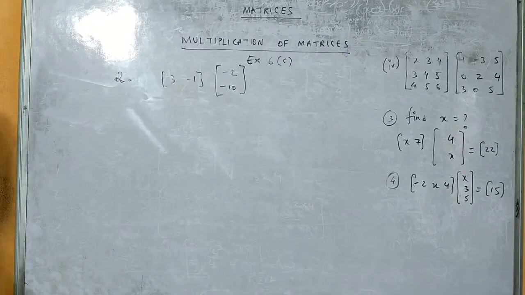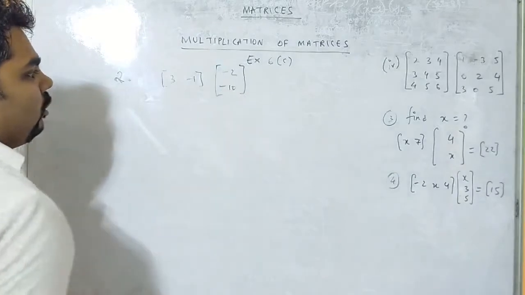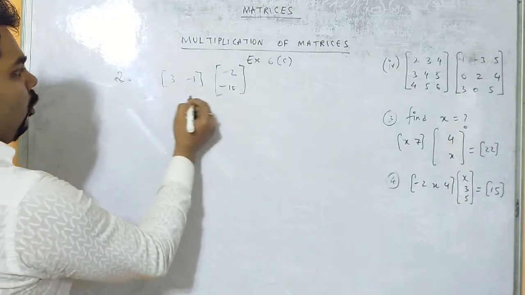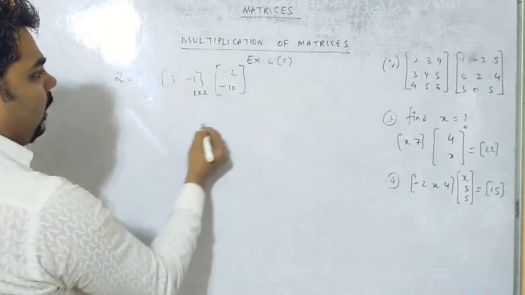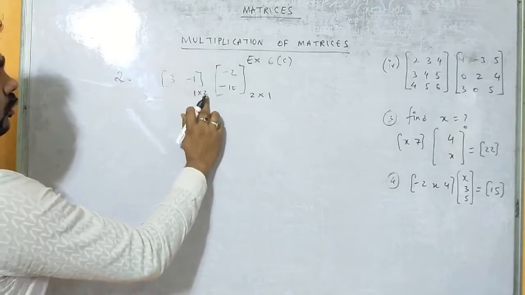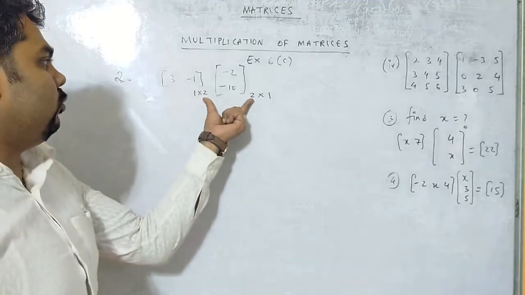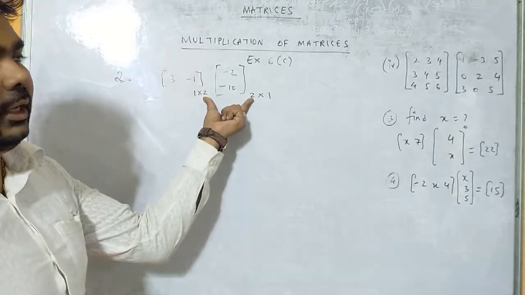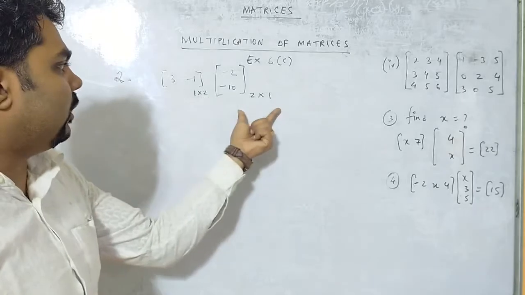One matrix we have is 3, minus 1, and the other is minus 2, minus 10. So the order of this matrix is 1 cross 2 and the order of this matrix is 2 cross 1, right? You see the column of the first matrix is matching with the row of the second matrix. So what will be the order of the resultant answer? That has to be 1 cross 1.